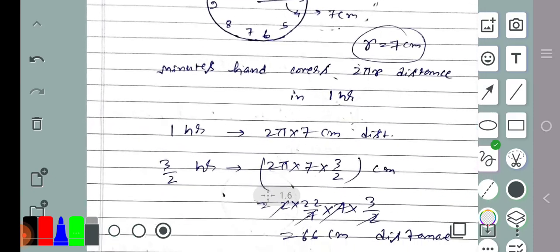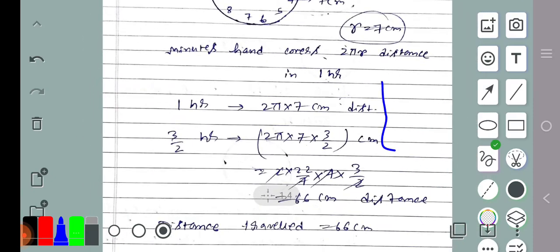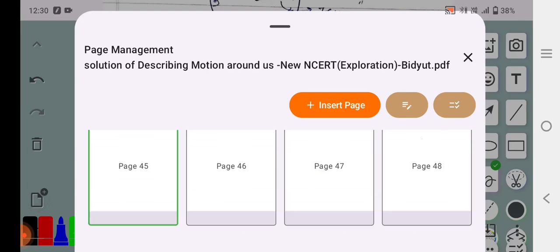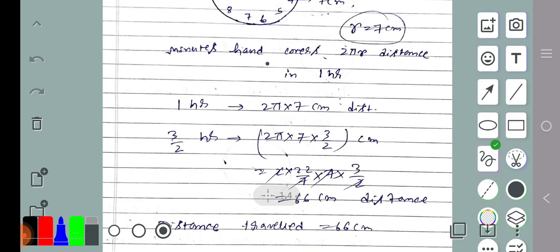Okay, so the first question is done. So the minute hand is traveling 66 centimeter distance. Now coming back to the second question. Now the second question, what they are asking, let's see.